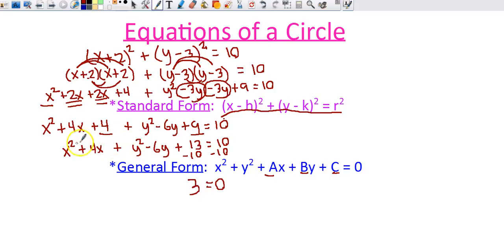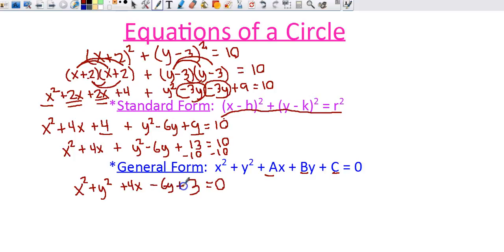I'm also going to do a little rearranging. I'm going to write my squared terms first, so I'll say x squared plus y squared. Then I'm going to write the 4x, and right after the 4x, I'm going to write the negative 6y, minus 6y.